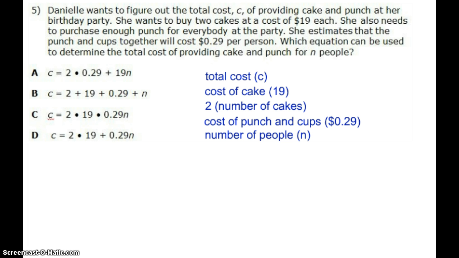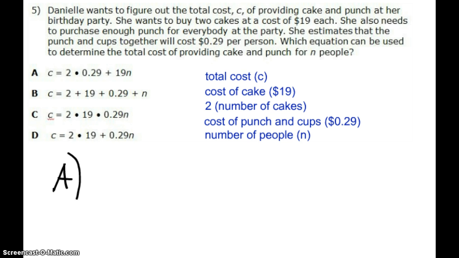Alright, so I went through and I picked out the important information. The total cost C. She wants to buy 2 cakes, so I put 2 number of cakes at $19 each, so cost of cake is $19. I just added in the dollar sign. She estimates that punch and cups are 29 cents per person, so that's the cost of punch and cups. And then N is the number of people. So we're going to do the same thing that we did in that first problem.